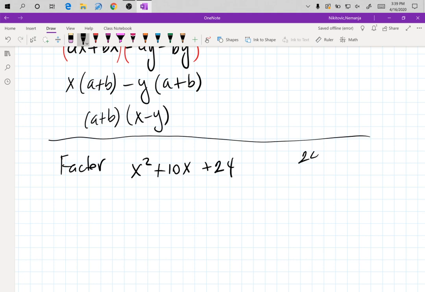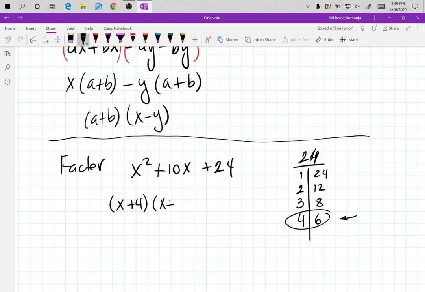You immediately take 24 and you put the list. You are aiming to add to 10. 1 and 24, well, that adds to 25. 2 and 12, that adds to 14. 3 and 8, that adds to 11. 4 and 6, 4 and 6 add to 10. Perfect. Done. So, x plus 4, x plus 6.